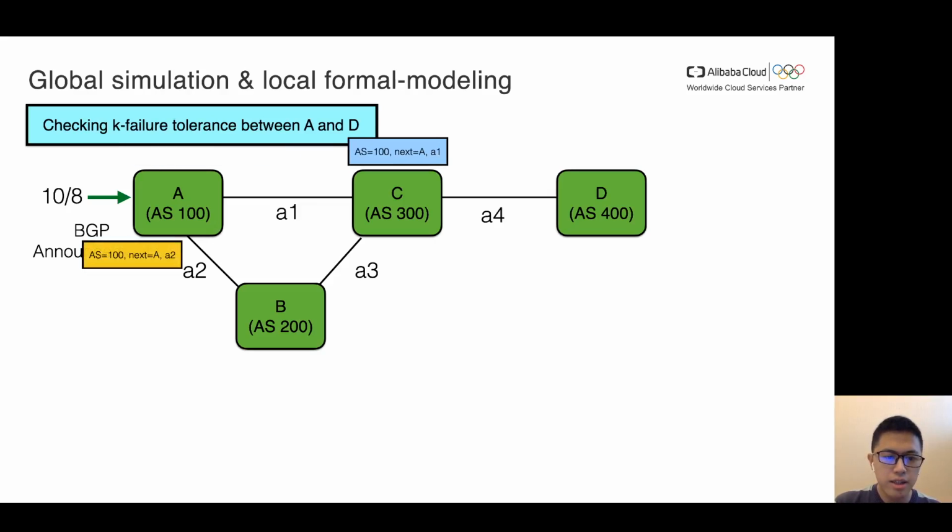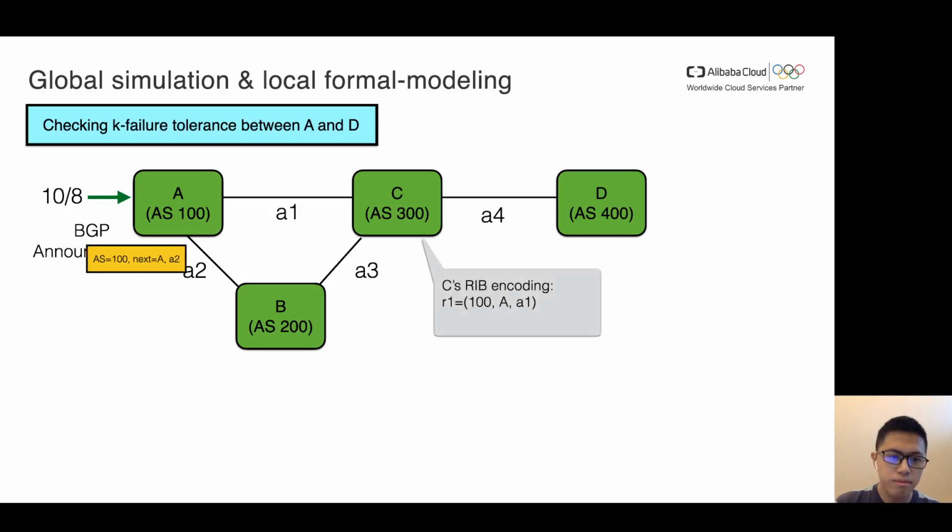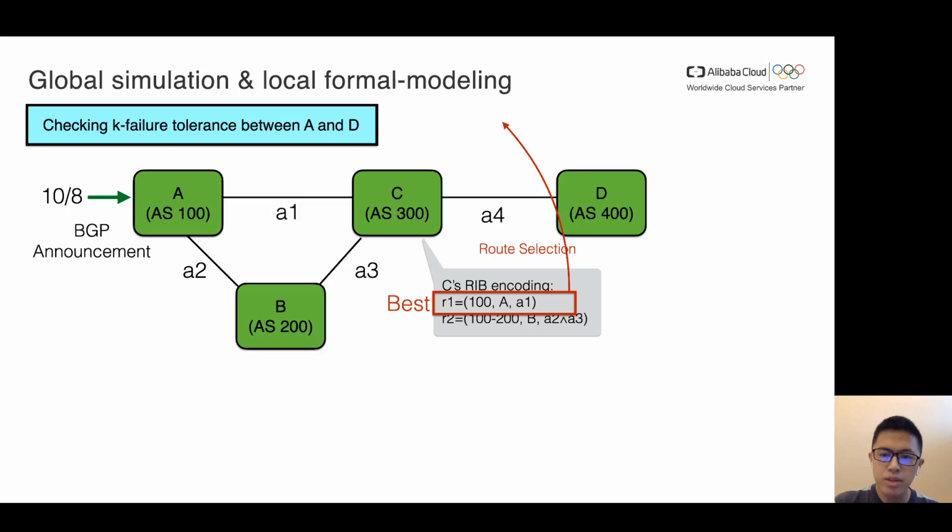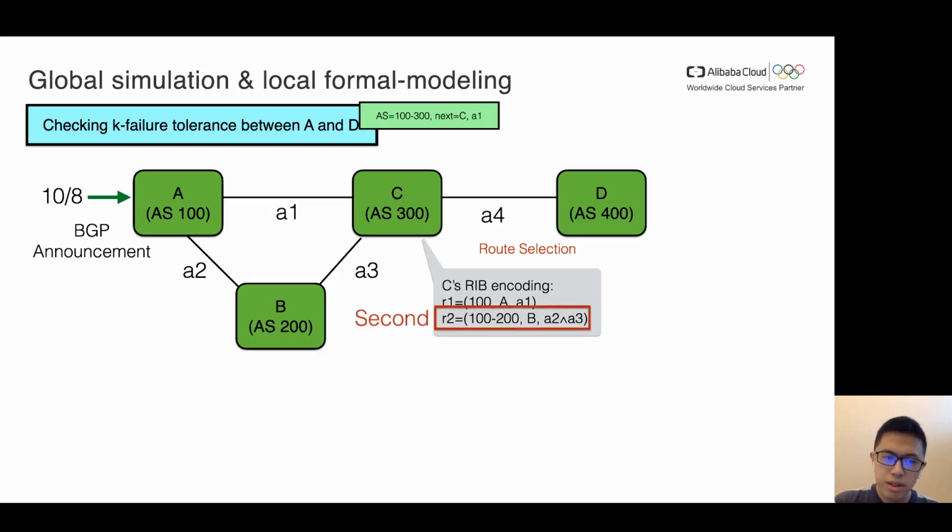First, A announces the prefix to C and appends the link ID A1. Then C updates its RIB. Next, A announces the prefix to B. Then comes C, with A2 and A3 appended. C makes a route selection and finds R1 is the best route, so it is directly ready to send to D. R2 is the second route, so it can be sent out if and only if R1 doesn't exist.